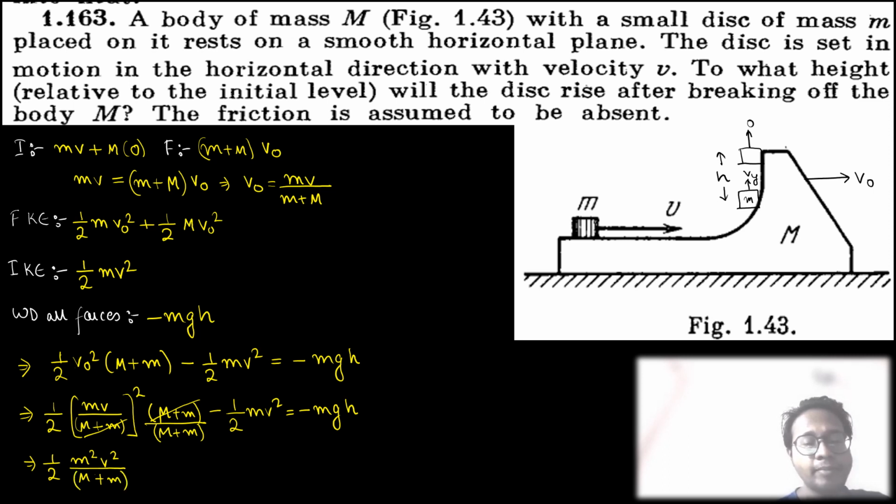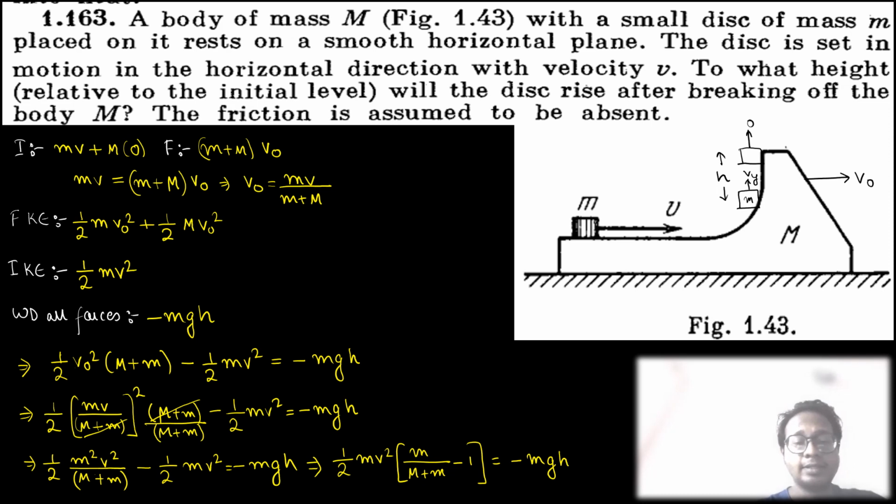Okay, minus half mv square is equals to minus mgh. Now I need to find out the value of h. So I'll just solve this equation. I just took half mv square common from both these terms, and if I simplify this term, I can take LCM as m plus M.